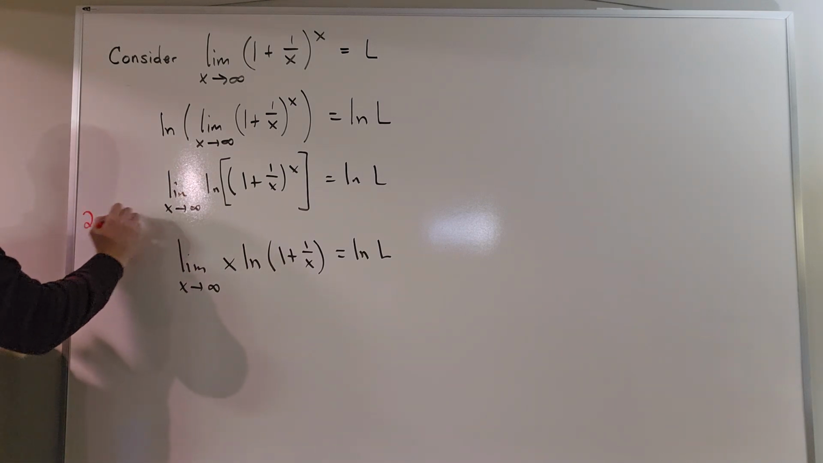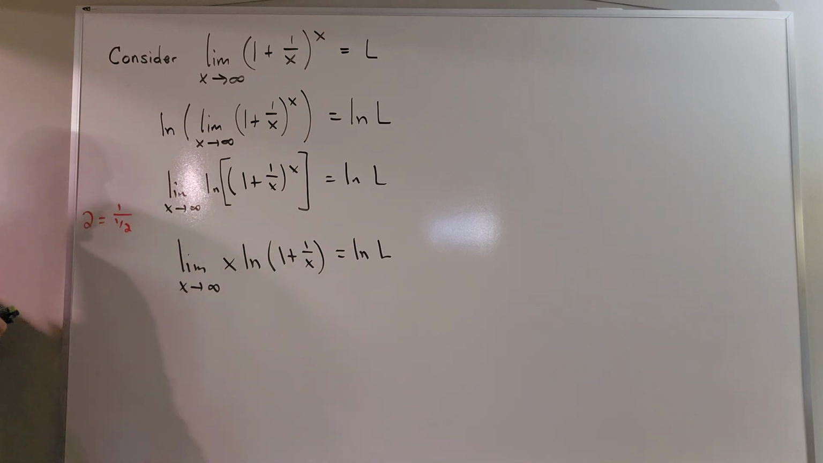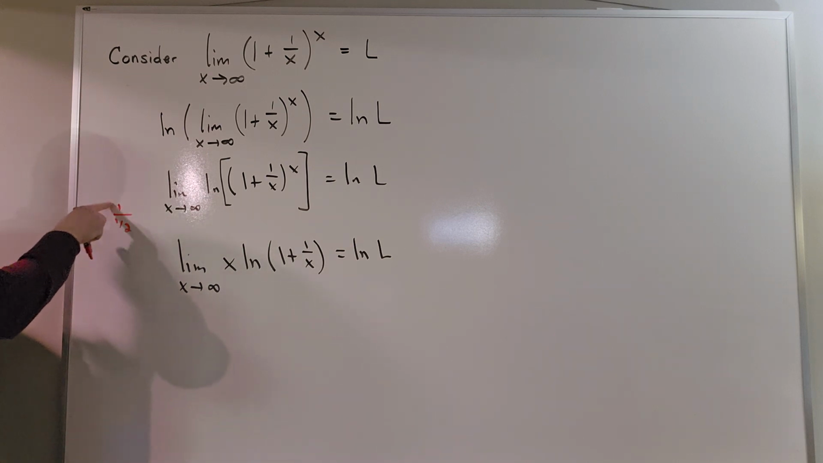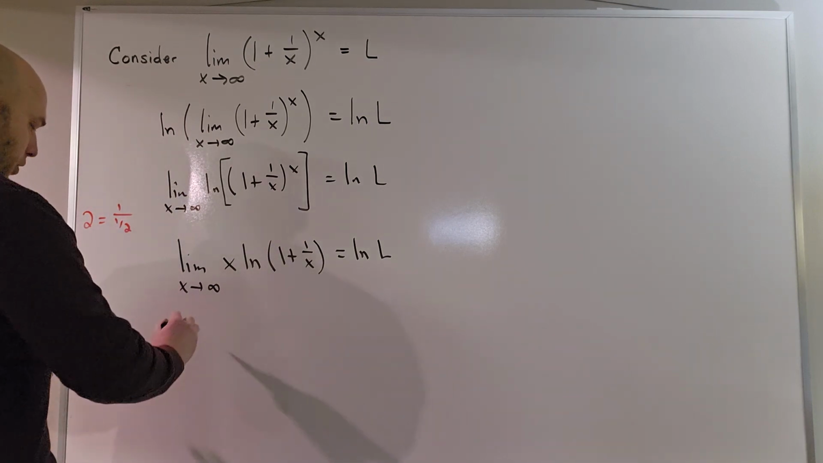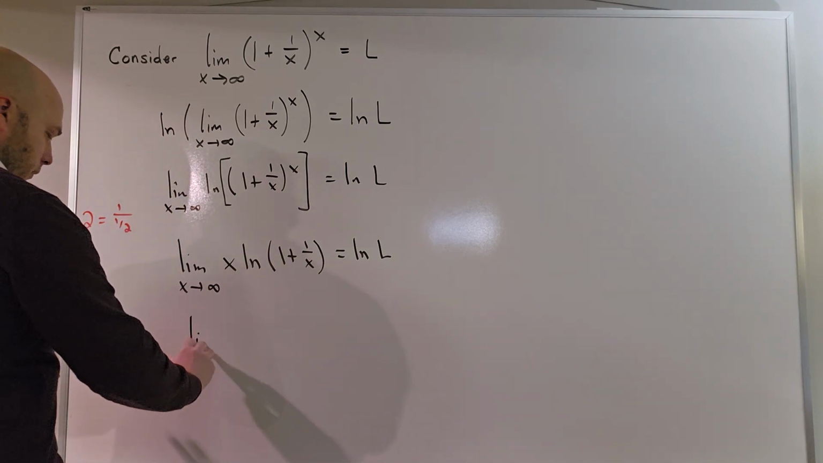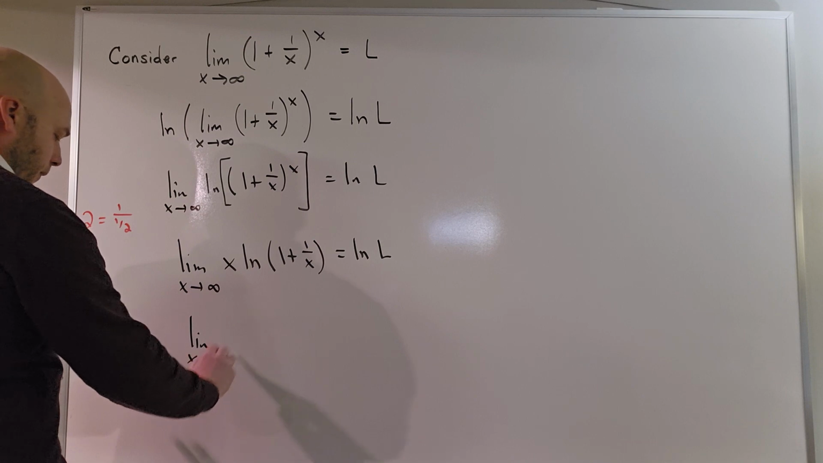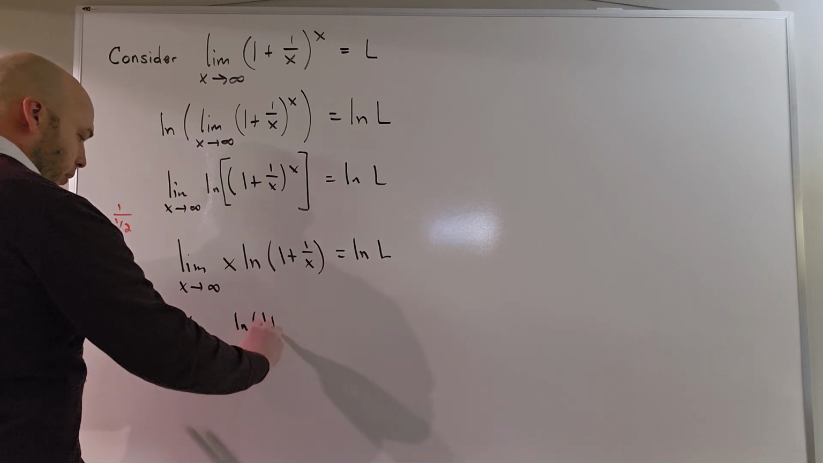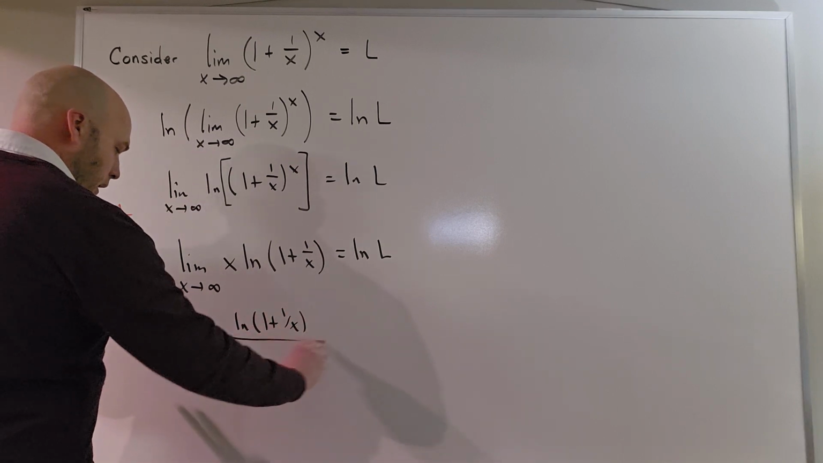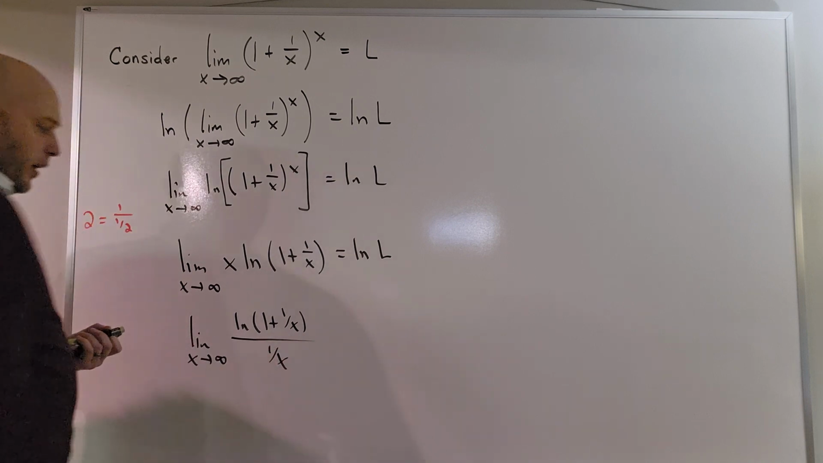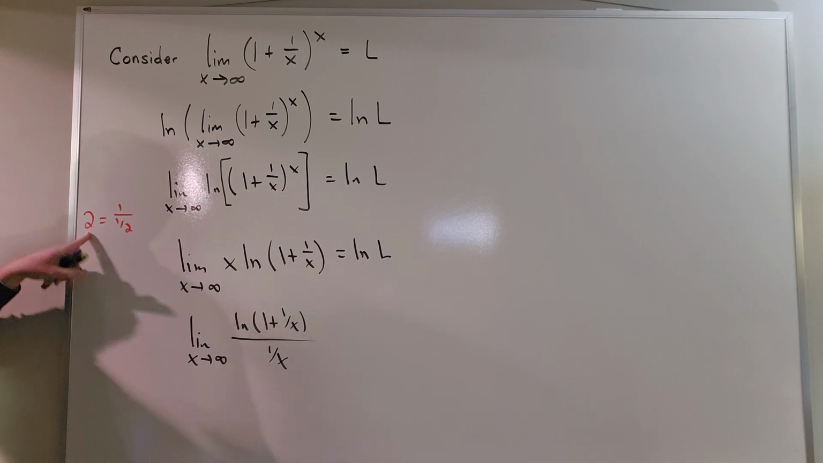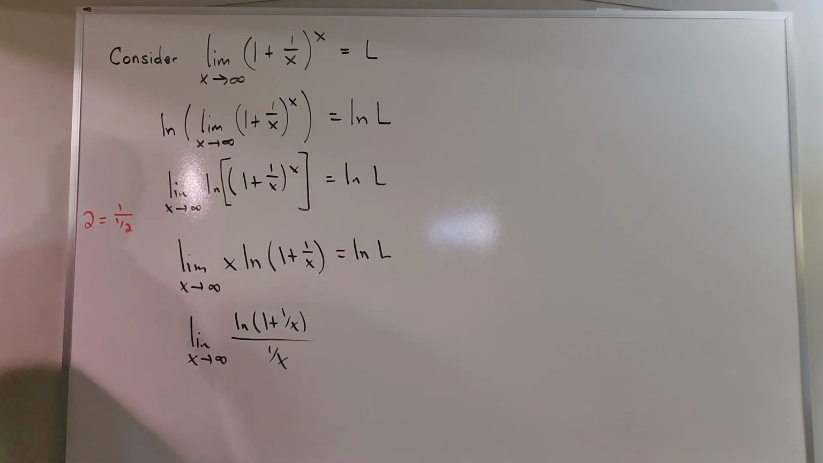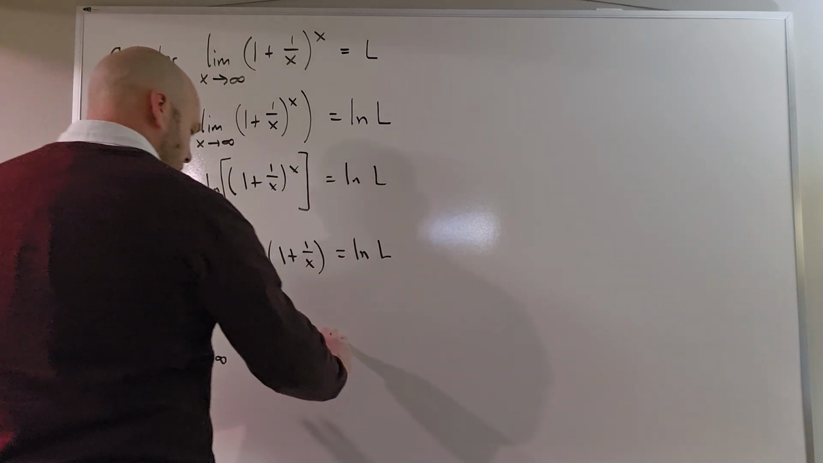of course, 2 is the same thing as 1 divided by a half, right? This could be anything, and then I just take 1 over that number. Therefore, I'm going to rewrite this expression as the limit as x goes to infinity of the natural log of 1 plus 1 over x, all over 1 over x, right? x can be written as 1 over 1 over x, just like 2 can be written as 1 over a half. And this, of course, is equal to the natural log of L.